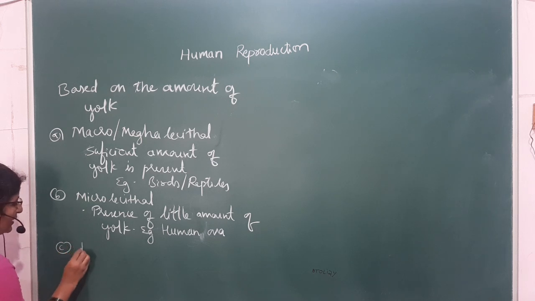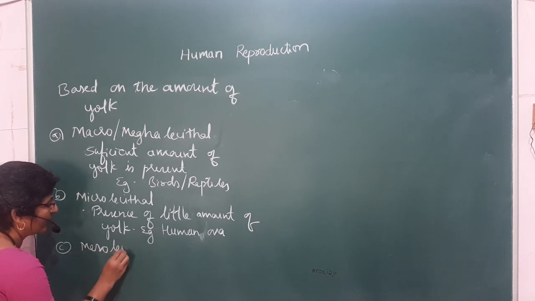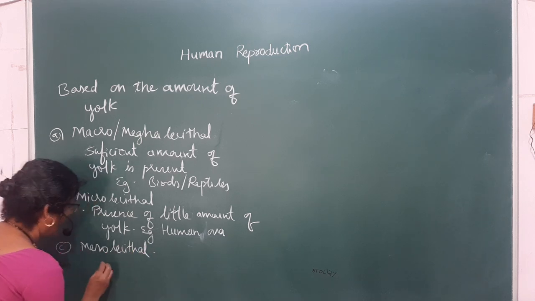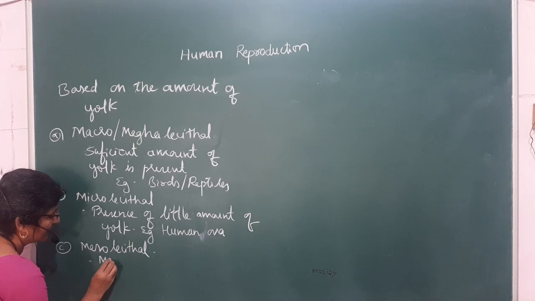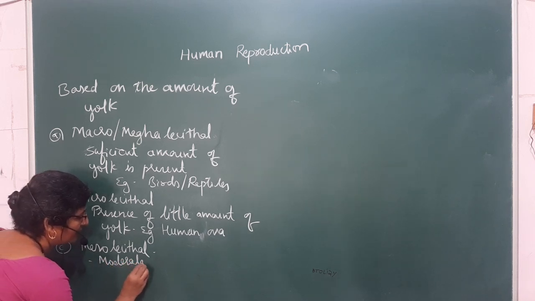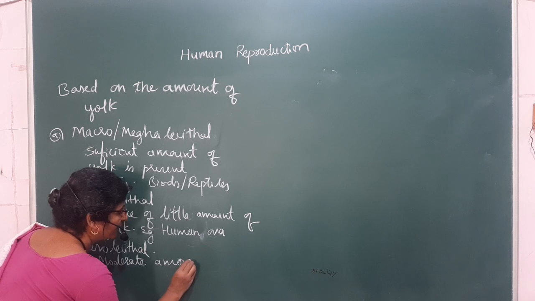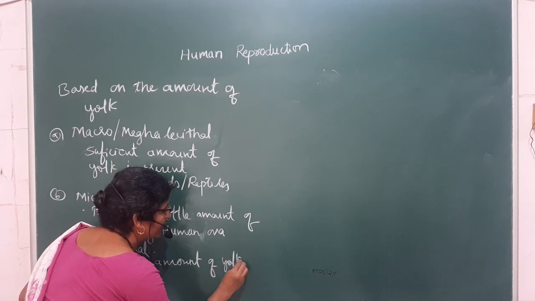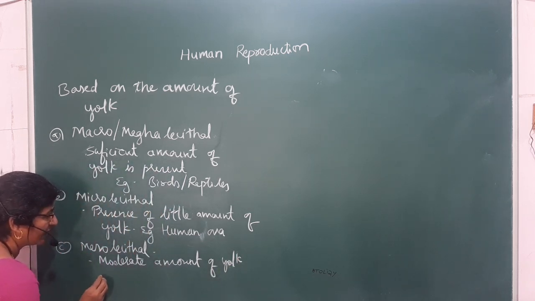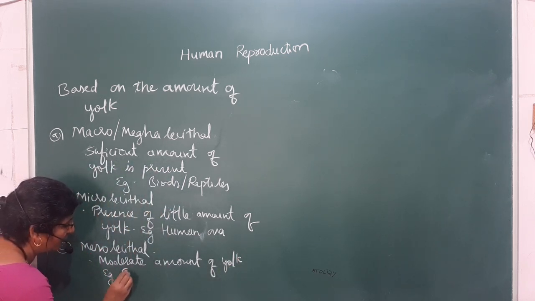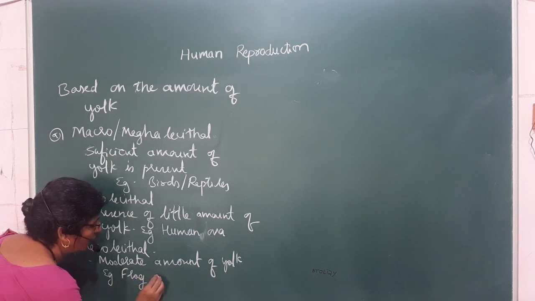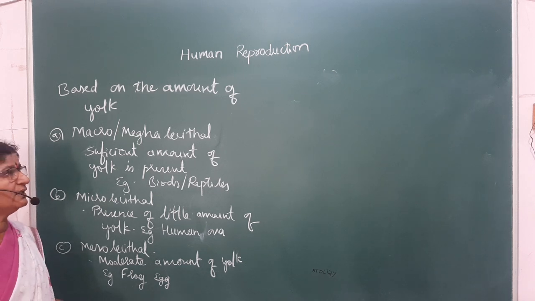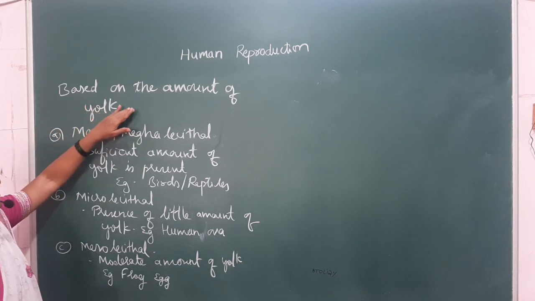And the third one is the mesolecithal. Moderate amount of yolk is present. We can give the example of frog ova or frog egg. Now, classification of the ova or egg based on the amount of yolk.